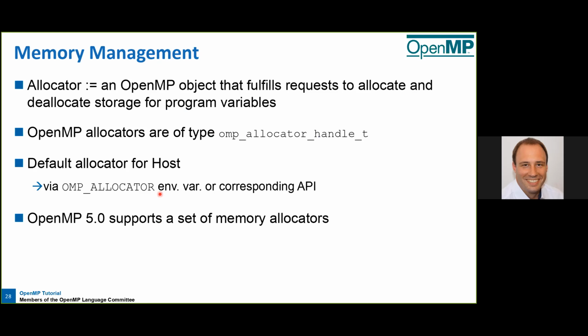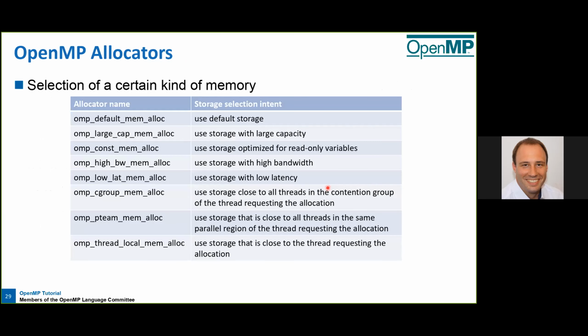In OpenMP 5, we have introduced allocators to make memory management an explicit part of OpenMP. This is the OpenMP allocator handle, which is a reference to an OpenMP allocator. It allows you to make use of different kinds of memory that might be available in the target system. There's an OpenMP allocator environment variable and the corresponding API to work with allocators. OpenMP 5 introduced a set of so-called predefined allocators.